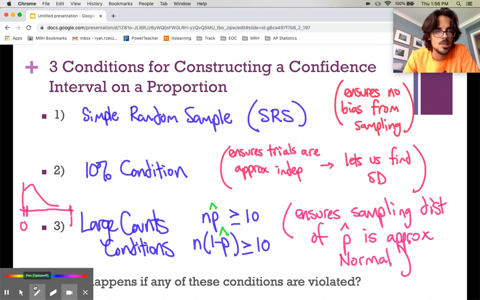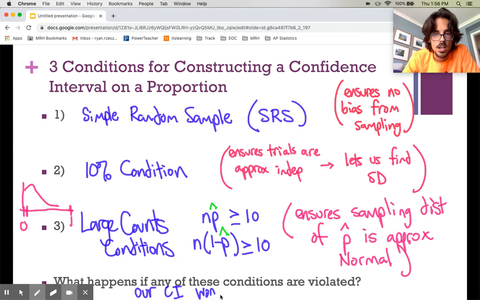I'm not going to get into the specifics of why we can just make that substitution, but it has to do with the fact that P hat is approximately normal. So that is a totally adequate substitution we're allowed to make. What happens if any of these conditions are violated? Well, our confidence interval won't work as advertised.